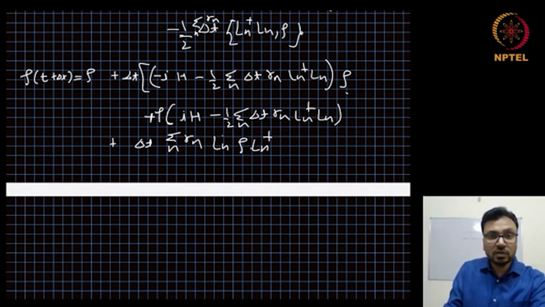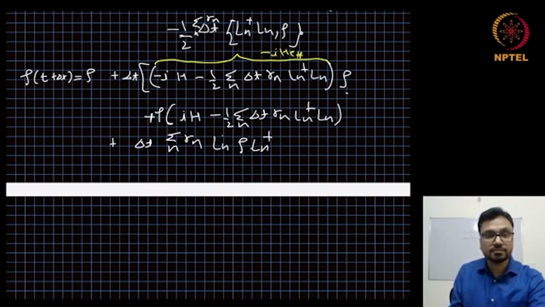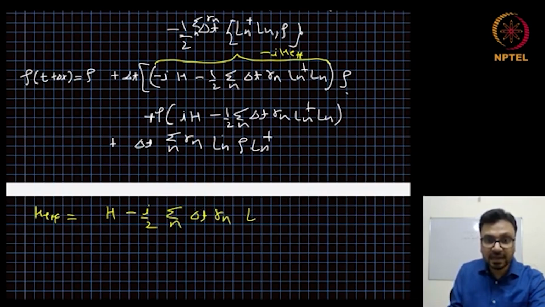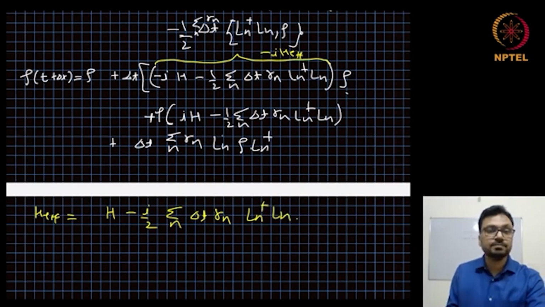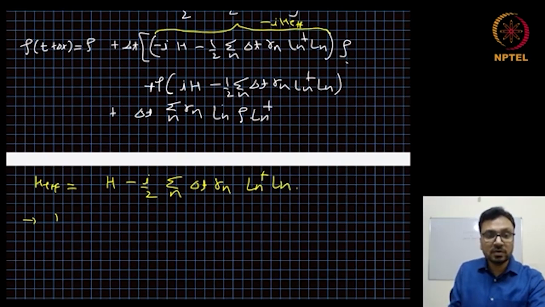And we can call this term here minus i times H effective. So that H effective becomes H minus i over 2 sum over n gamma_n L_n dagger L_n. This is a non-Hermitian Hamiltonian.